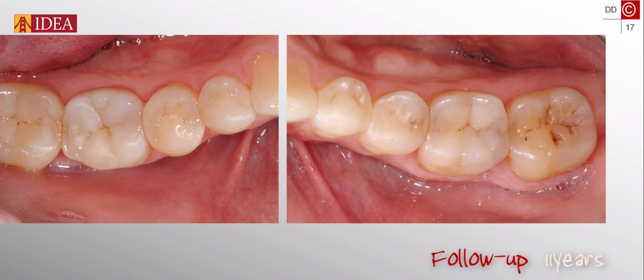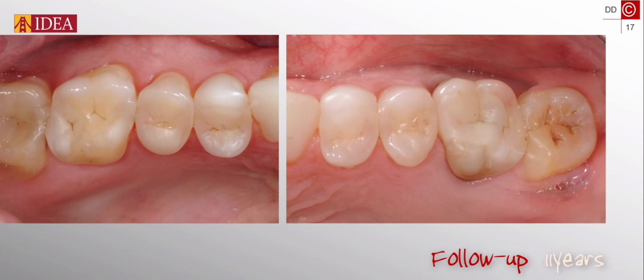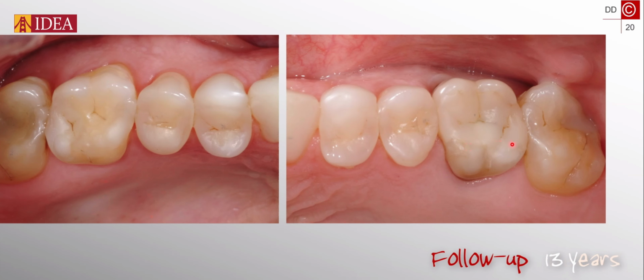This is now the follow-up 11 years of the same case. We only had an indirect restoration on that tooth. Everything else has been restored freehand direct, no restoration on that molar. Upper arch, yeah, we have small signs of wear, but in a patient who has proven to be very compliant with the nightguard and also has changed his diet. Here clearly he changed his diet.